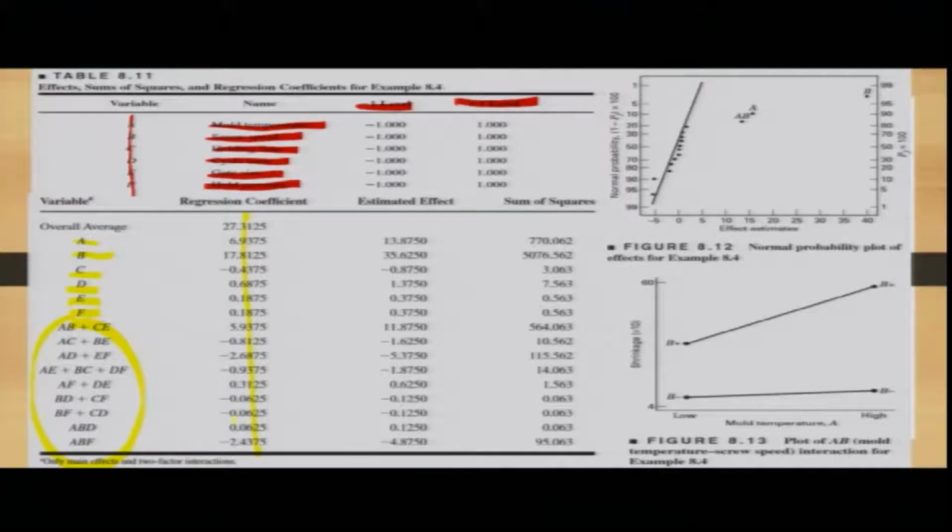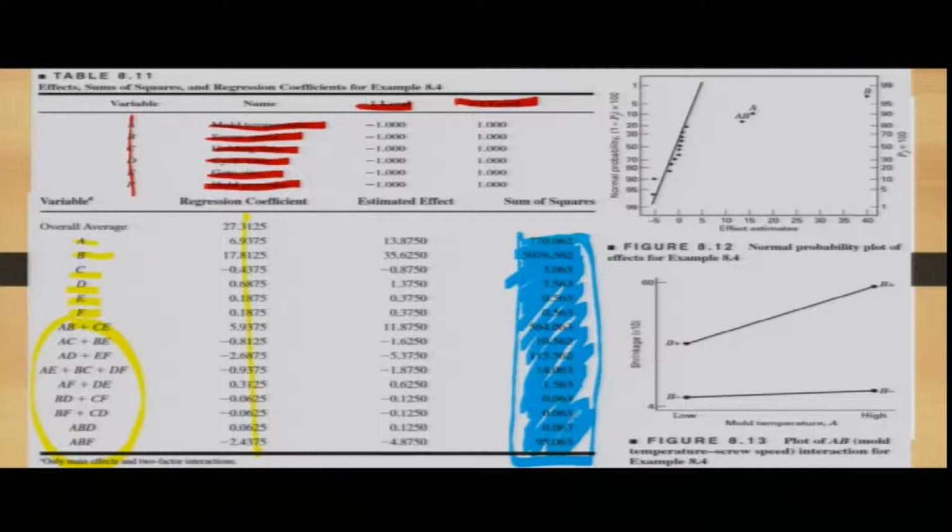So, what is important is the sum of squares, which I will basically highlight with a different color. So, these are the sums of squares which will be important for us. I'll just highlight it. This is important.